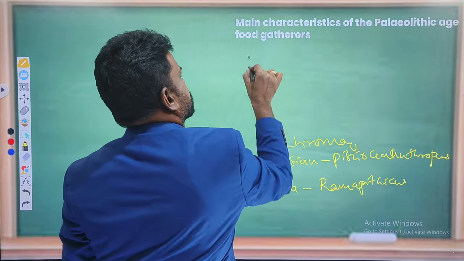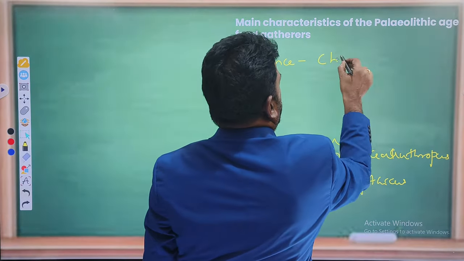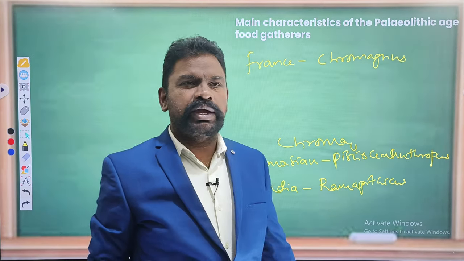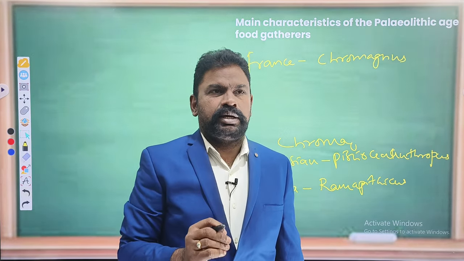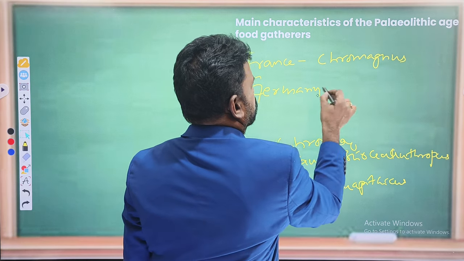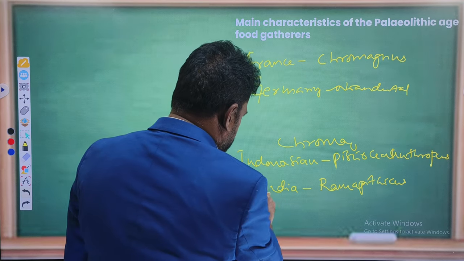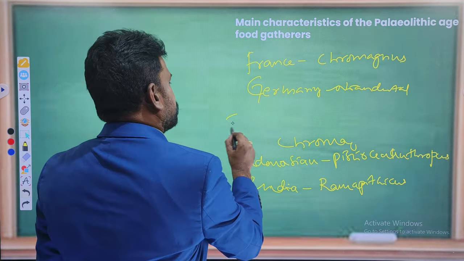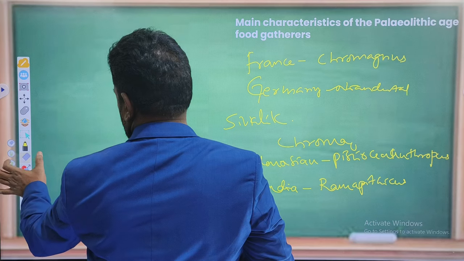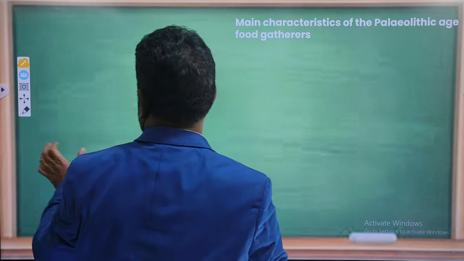In other parts, like France, the early man is called Cro-Magnon. And the early people in Germany are called Neanderthal. Ramapithecus in India, the early people, were found at Shivalik Hills in the lower Himalayas.